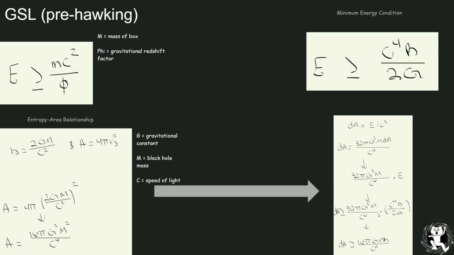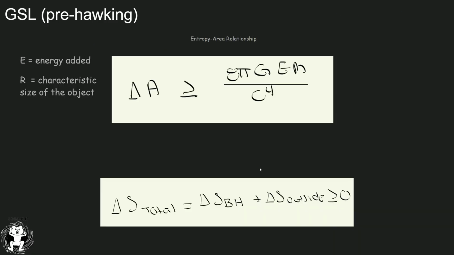Now, if we were to treat this as a general result for any mass added near the horizon, we get what Bekenstein used, which is this formula right here, the entropy area relationship, where E is the energy added and R is the characteristic size of the object. And again, here we have the generalized second law pre-Hawking, where delta S_BH is the entropy gain of the black hole proportional to delta A, and delta S outside is the entropy loss to the external system.